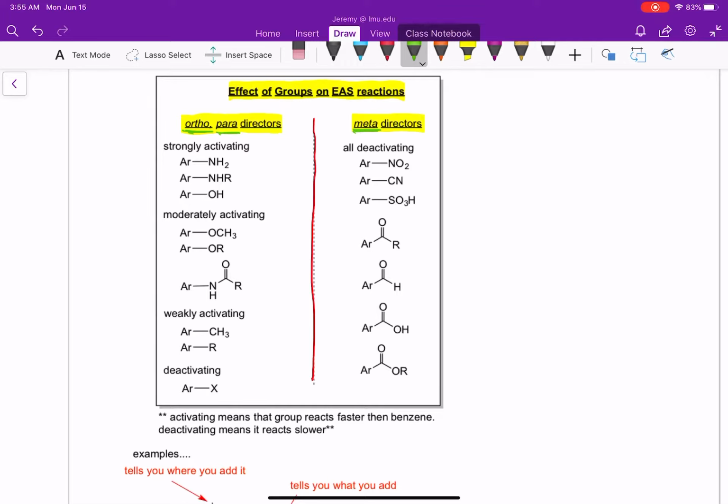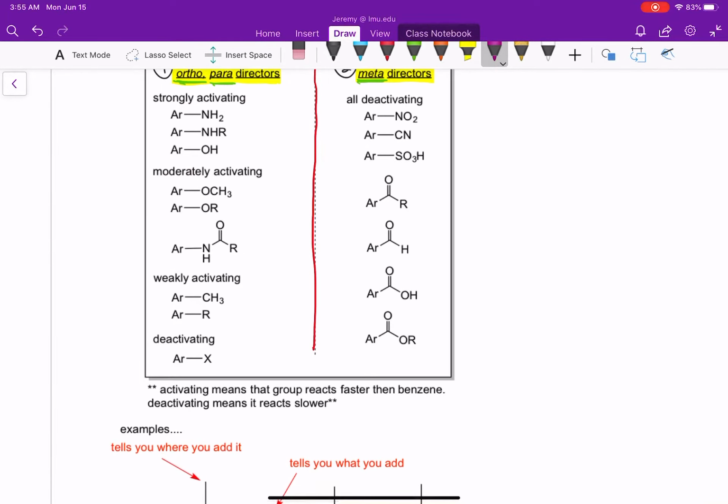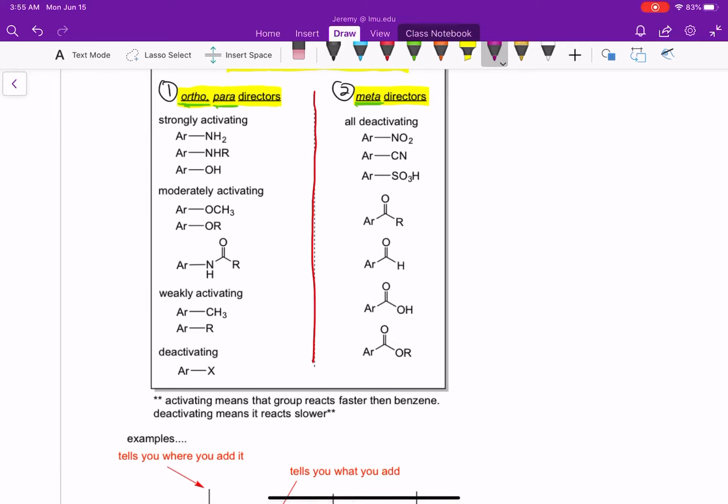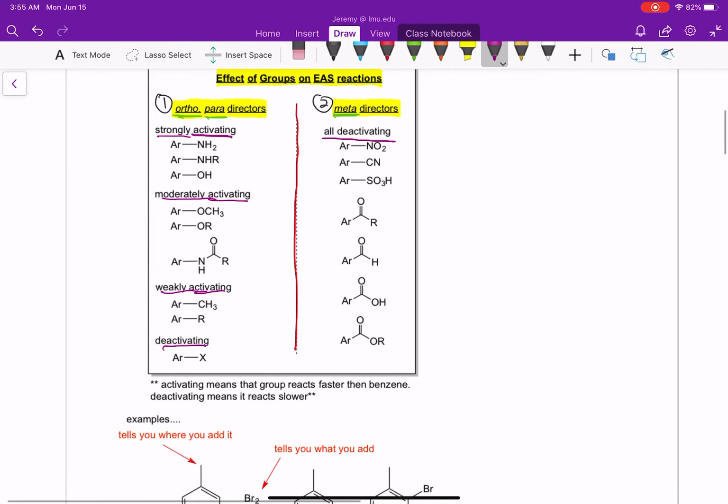So let's take a look at all of these groups. You have two options: you can be an ortho-para director, or you can be a meta director. Before we do that, I just want to talk about some terms you're going to see here. We've separated ortho-para directors into strongly activating, moderately activating, or weakly deactivating. We have one group on the left that's actually deactivating. All the meta directors are deactivating, and we'll see what that means a little later on.